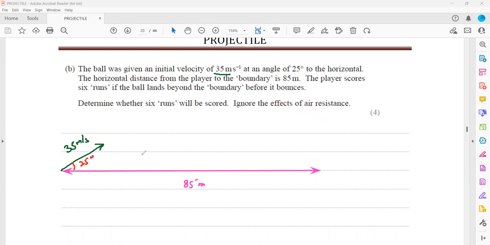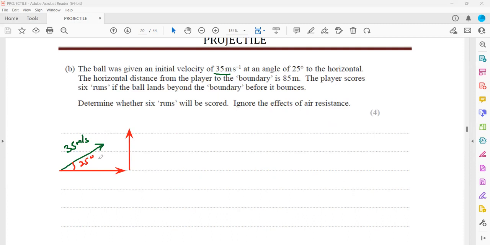Mainly, we want to find the range. If its range is more than 85, it means that it will score 6. If it is less than 85, it will not score a 6. So the first part we will find is horizontal. Whenever a question is related to projectile, first divide it into parts: find the horizontal and the vertical component.